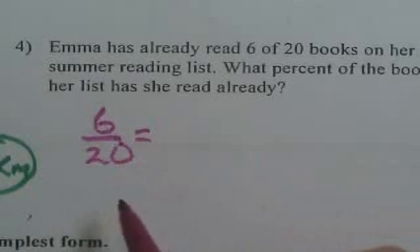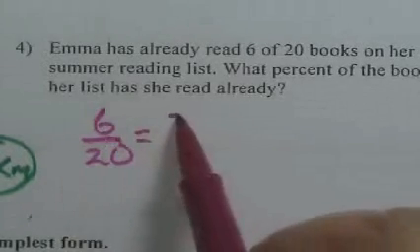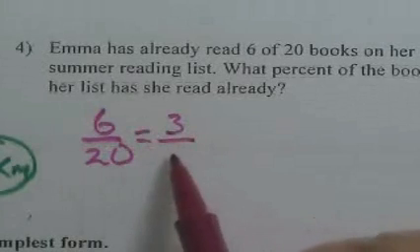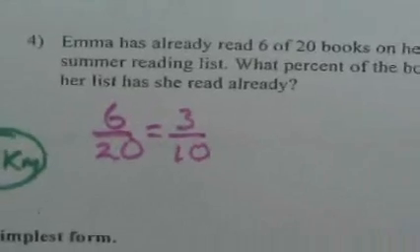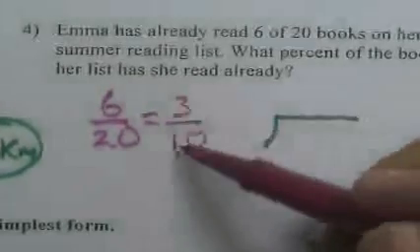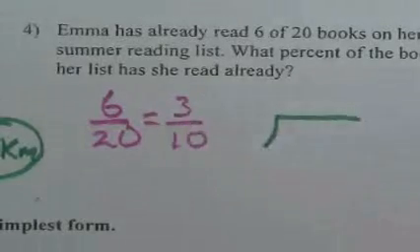First, let's reduce it as much as possible. I know that 2 will go into 6. 2 goes into there 3 times, and 2 goes into 20, 10. So 3/10. Now you should be able to look at 3/10 and figure out what percent that is. If you got 3 out of 10, what percentage is that?